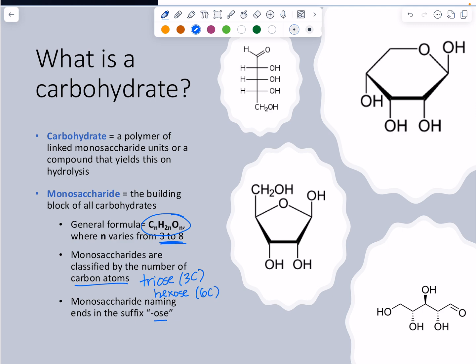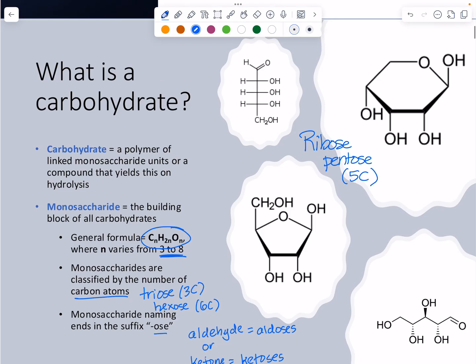They're also classified by whether they have an aldehyde group or a ketone group. Aldehydes are aldoses. Ones that have a ketone group are called ketoses, and all of them will have one or the other. The example shown on this slide is ribose. Ribose is a pentose.